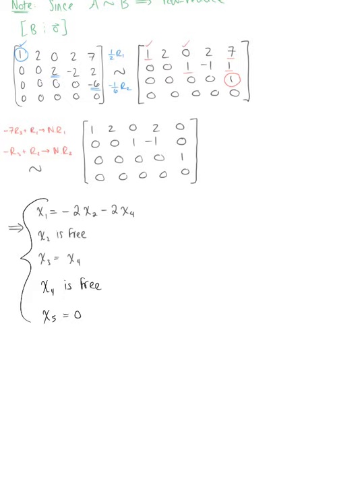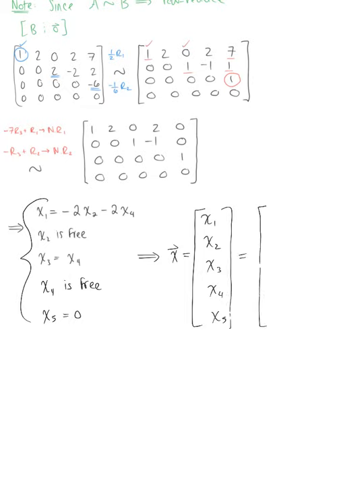So we now want to convert this to the parametric vector form of our general solution. So we have this vector x in R5 defined by x sub 1, x sub 2, x sub 3, x sub 4, x sub 5. And plugging in what we just found, we have minus 2 times x sub 2 minus 2 times x sub 4. We have that x sub 2 is free. We have that x sub 3 is equal to x sub 4. We have that x sub 4 is free. And then we have x sub 5 is 0.